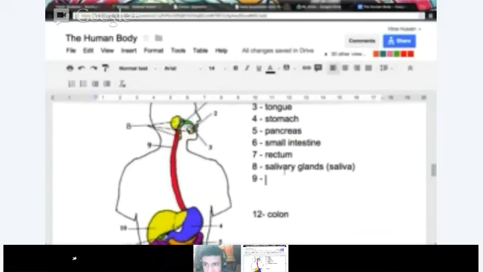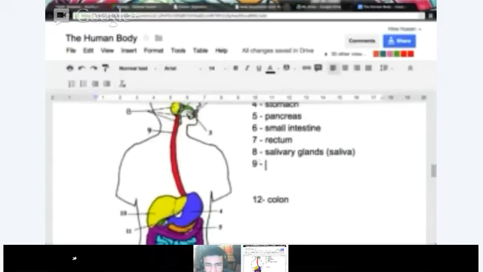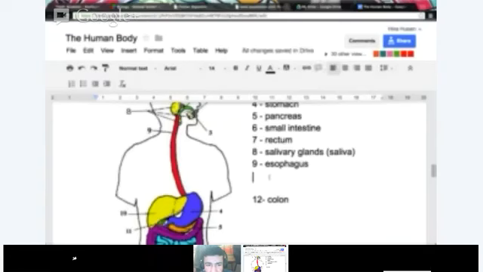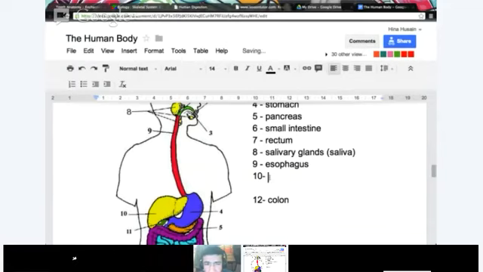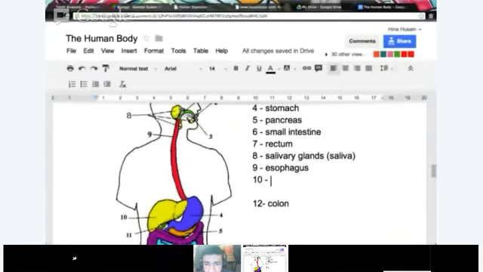Okay, got it. Perfect. Thanks. You're welcome. Next, can I get Steph? Can you guess what number 9 is, Steph? Esophagus, maybe? No, it is esophagus, not maybe. For sure, it's esophagus. Perfect. So the esophagus carries food from the mouth all the way to the stomach. Perfect. Thank you, Steph.